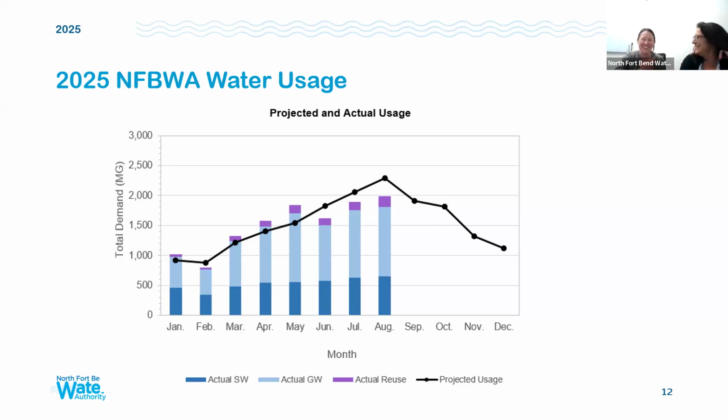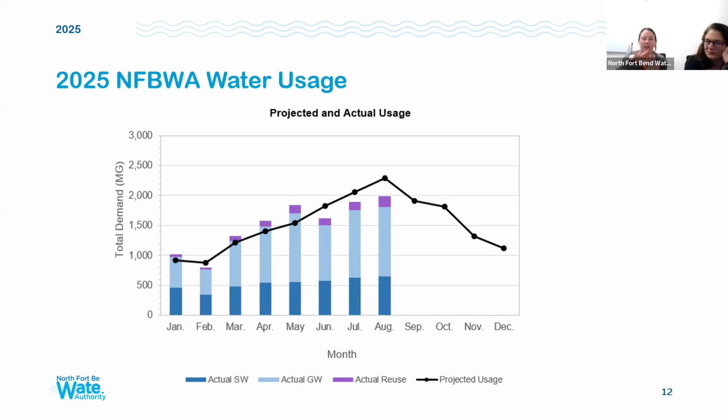Back to the data, looking at this, the black line there is showing us what we would have expected water usage to be for that month based on historical trends for North Fork Bend. So you can see in August, we typically see that peak water usage period. Makes a lot of sense. It's really hot and miserable outside here.